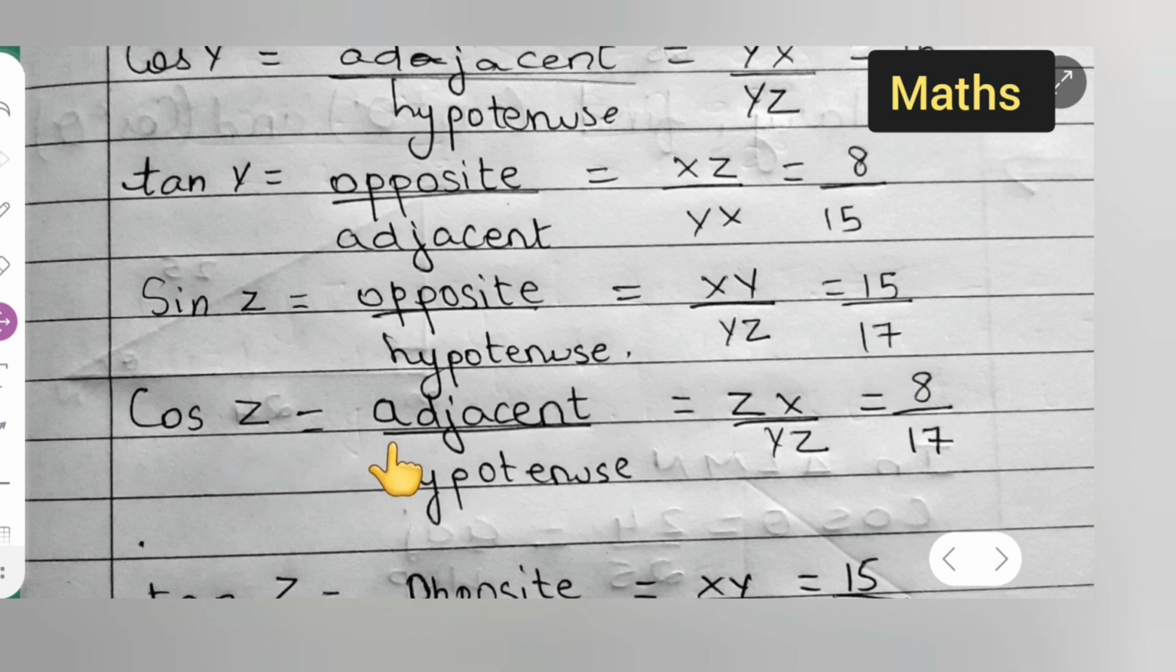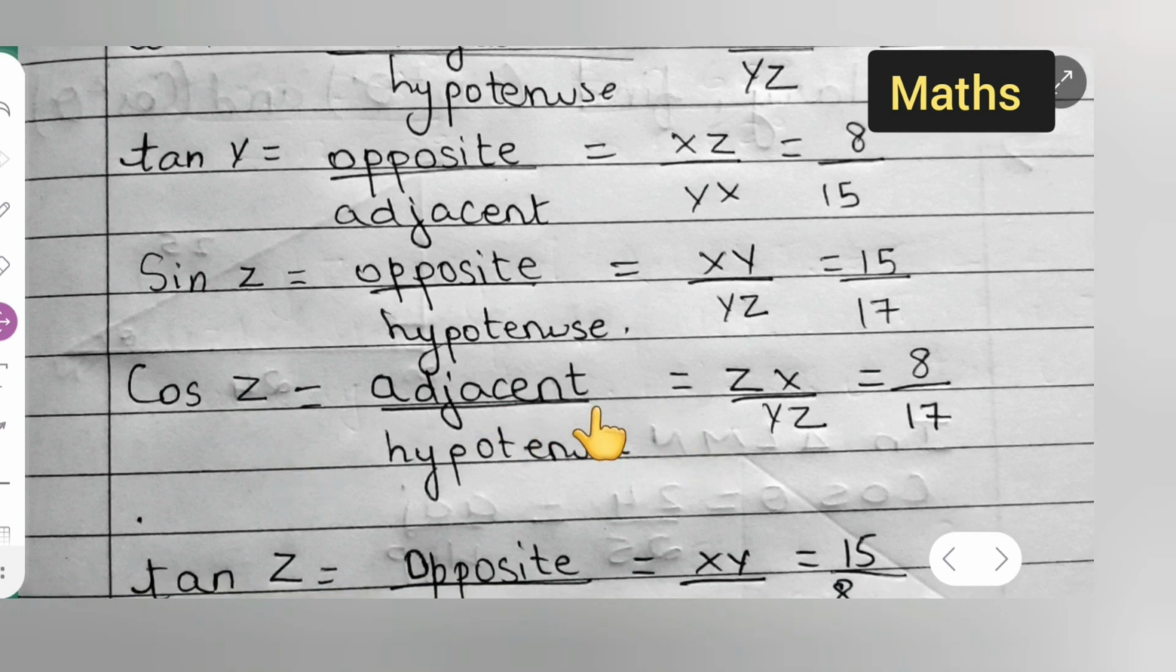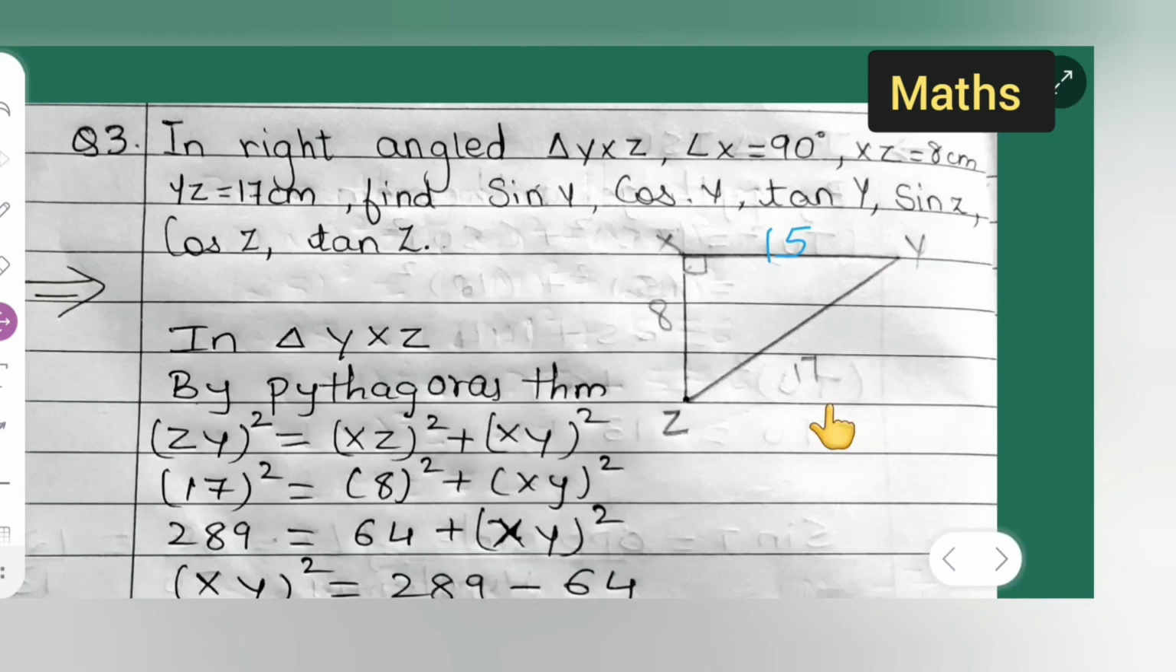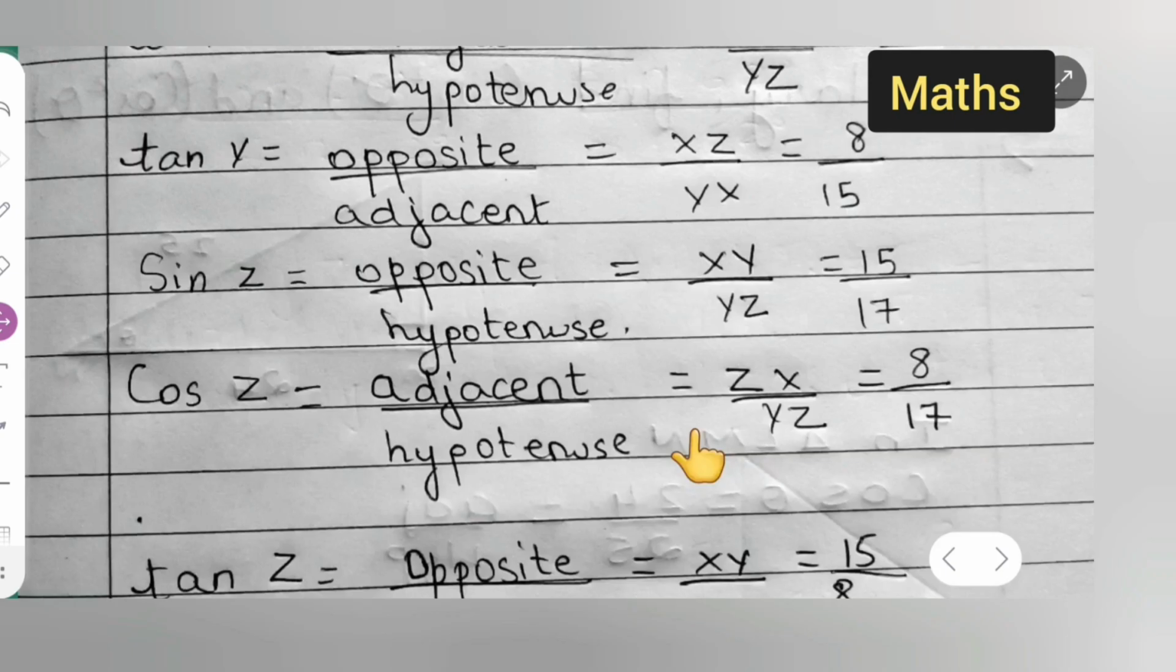Next is cos z. The formula for cos is the adjacent side of angle z upon the hypotenuse. The adjacent side of angle z is XZ, and the hypotenuse is YZ. So XZ upon YZ, and it is 8 upon 17.